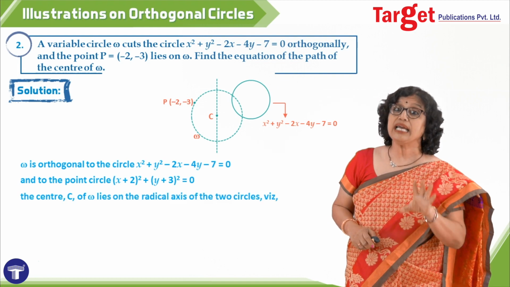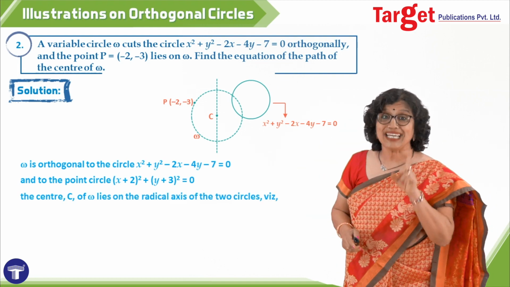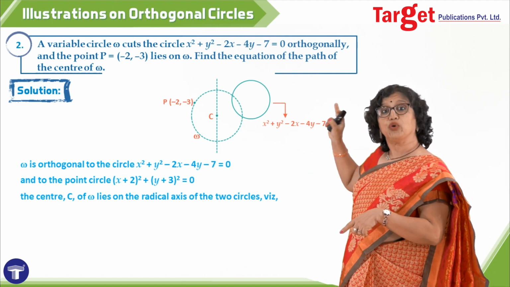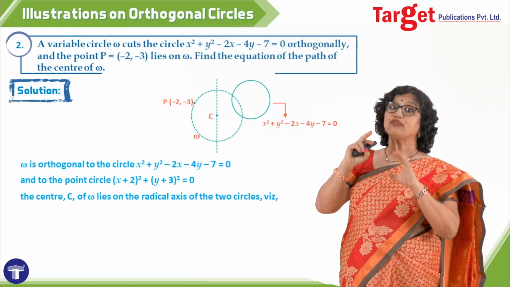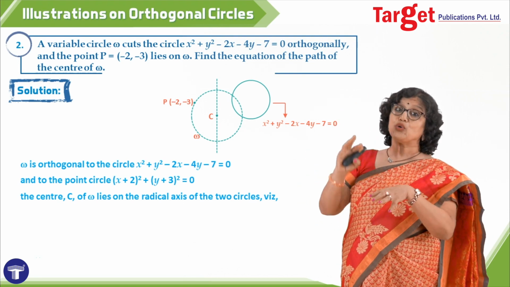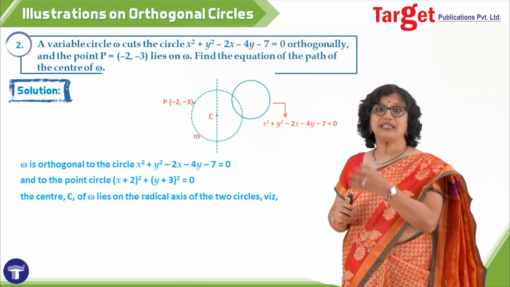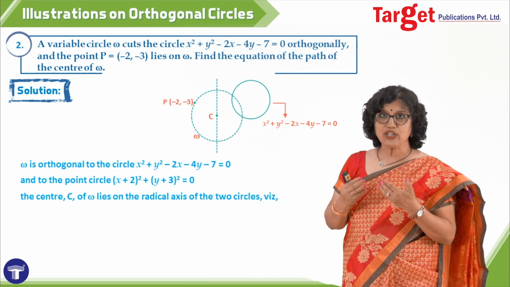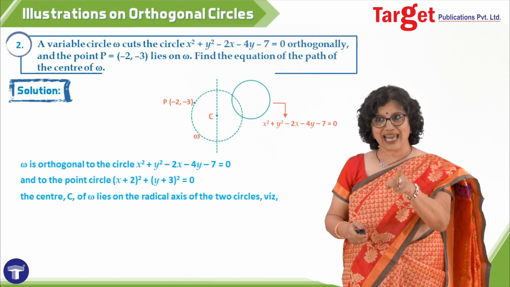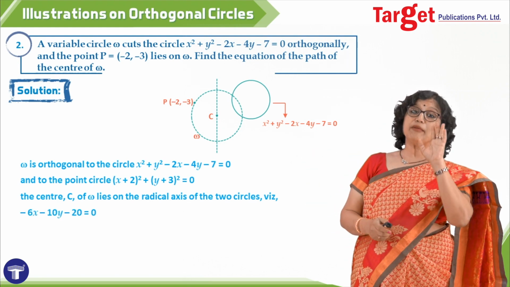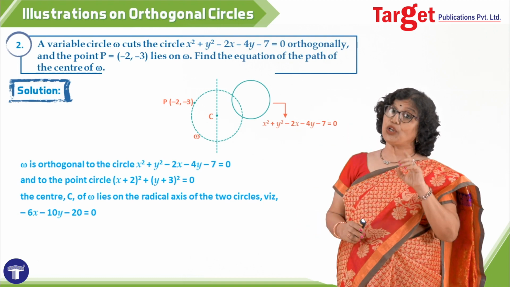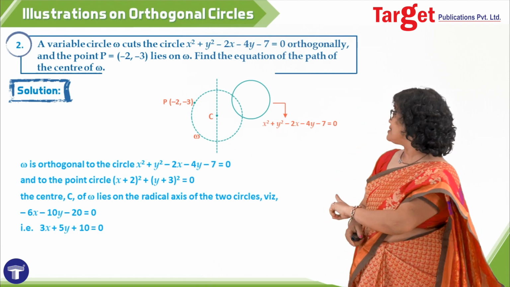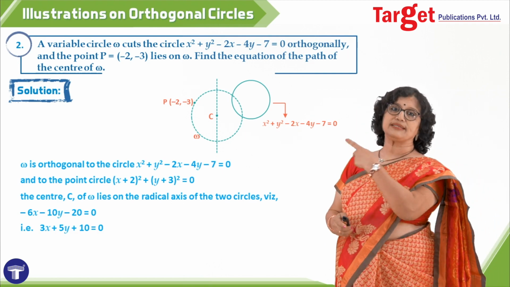Correct? Since omega is orthogonal to two circles, so C actually lies on where? The radical axis of two circles. Why do I say so? Recall, if omega is actually orthogonal to three circles, then that center was nothing but the radical center of those circles, right? Here two circles are given, so I cannot say radical center. What I should say is it lies somewhere on the radical axis, and that actually gives me that minus 6x minus 10y minus 20 equal to 0. That is the radical axis of those two circles, and hence I say 3x plus 5y plus 10 equal to 0 is the path of center C.